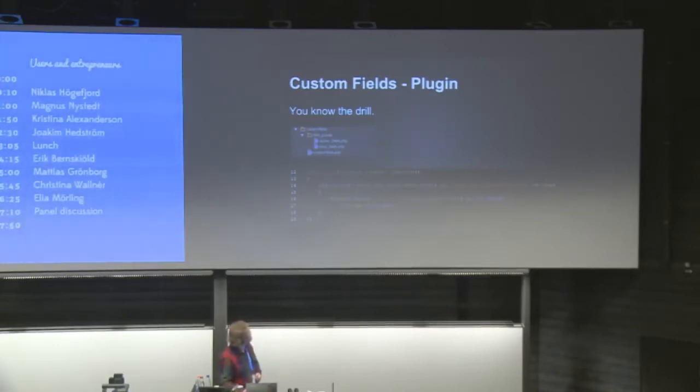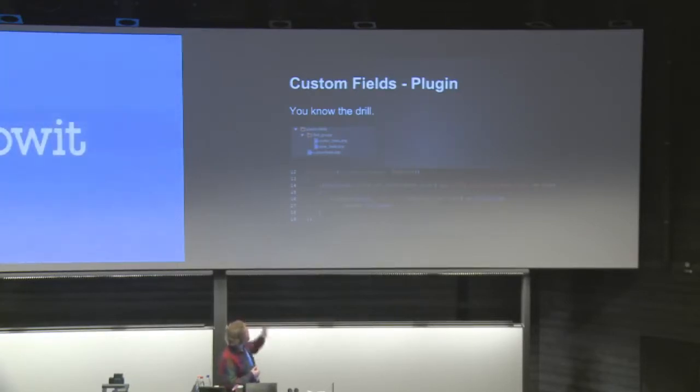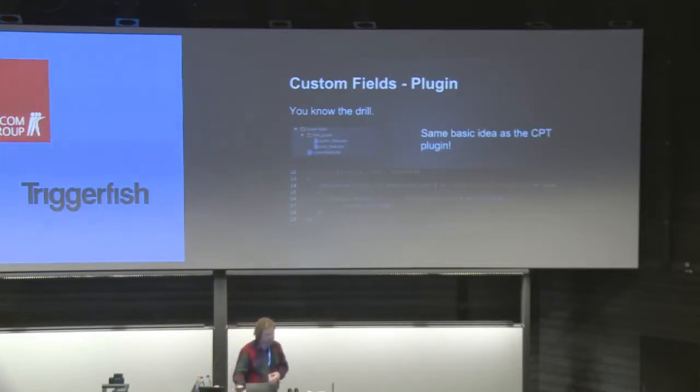Instead, the plugin is called Custom Fields, and we have a folder called Field Groups instead of a folder called CPT. Inside the Field Groups folder, we have the author fields and the book fields that we create in Advanced Custom Fields and that we export. And then we have the plugin itself, which you can also see at the bottom. It looks exactly the same as the previous one, but all it does is take files from the Field Groups folder and include them so that they're available. So it's the same basic idea.